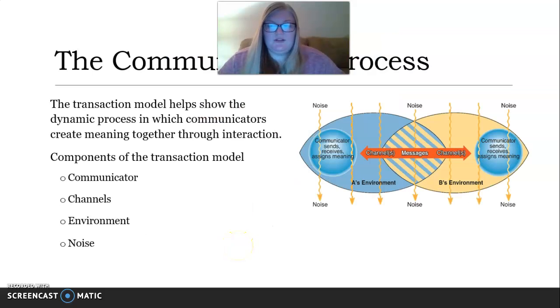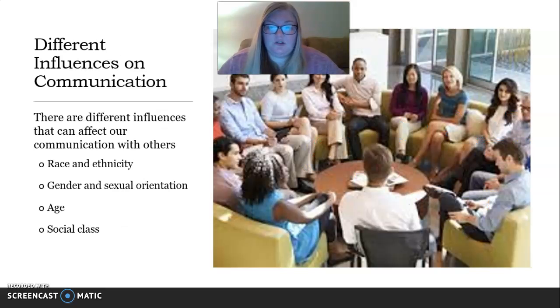The communication process. The transaction model to the right helps show the dynamic process in which communicators create meaning together through interaction. The components of the transaction model are the communicators, which are the people communicating, the channels, which is the way that they are communicating, whether face-to-face or through text messaging. The environment is the fields or experiences that help make sense of the other's behavior, which can also be the physical environment, but not always. Noise is anything that interferes with sending and receiving messages.